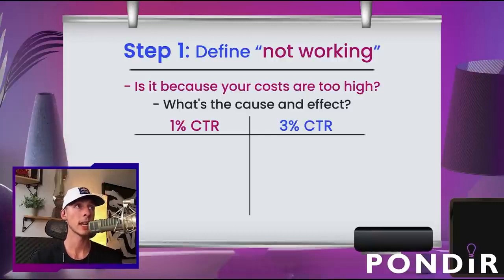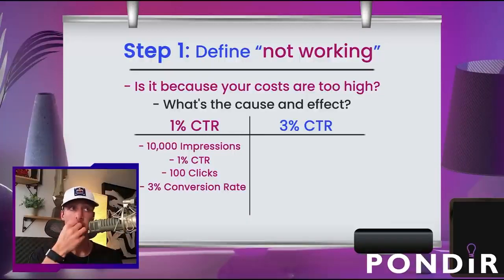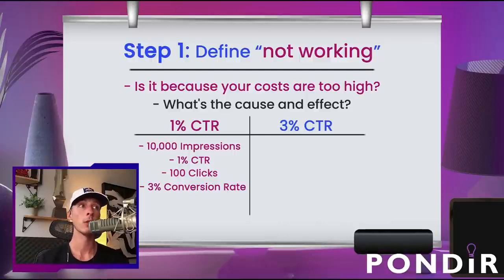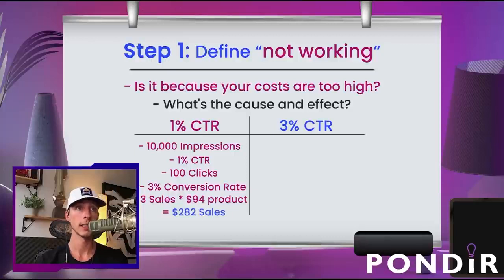So here we have an example of someone with a 1% link click-through rate. In the previous example, we sent 10,000 impressions, and 1% is 100 clicks. Now let's say this advertiser has about a 3% conversion rate on their website. If 100 people click over, that would equal 3 sales. This is just an average order value from one of my previous brands, about $94 per product. You can insert your product price here. That would result in $282 in sales.